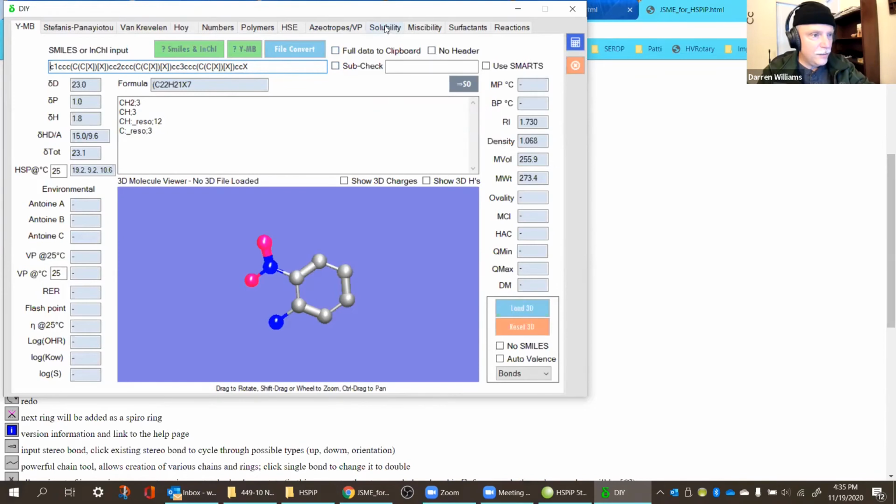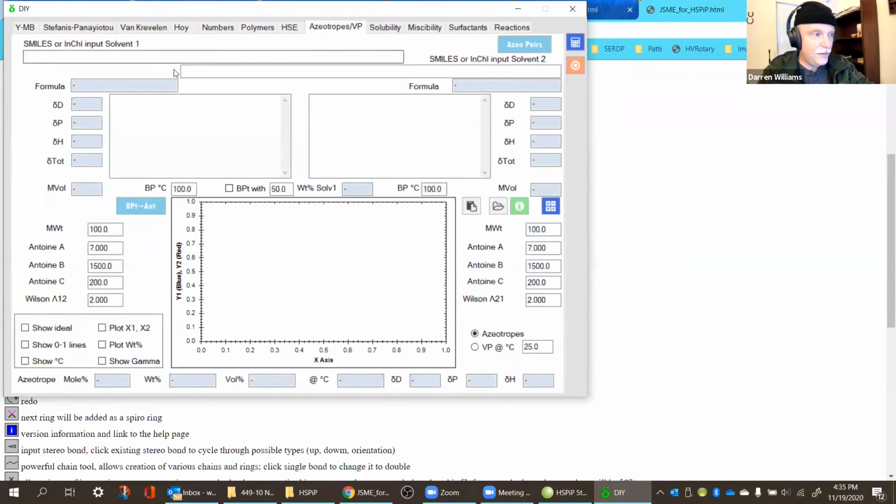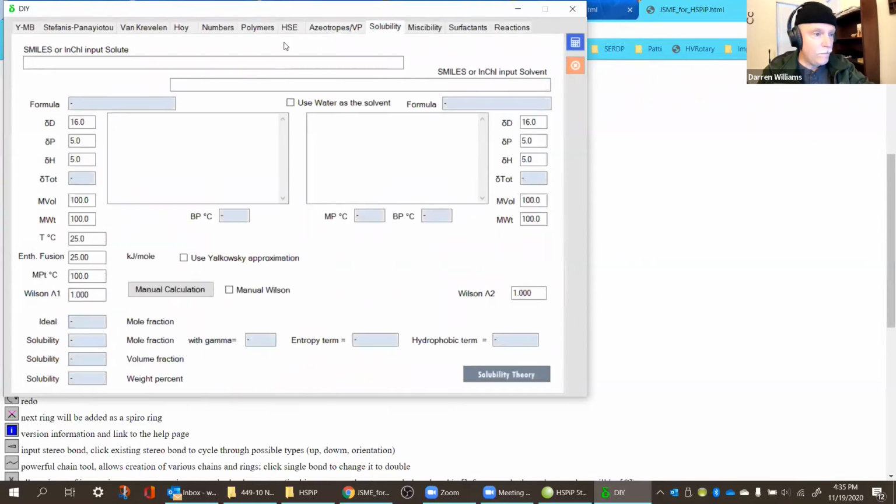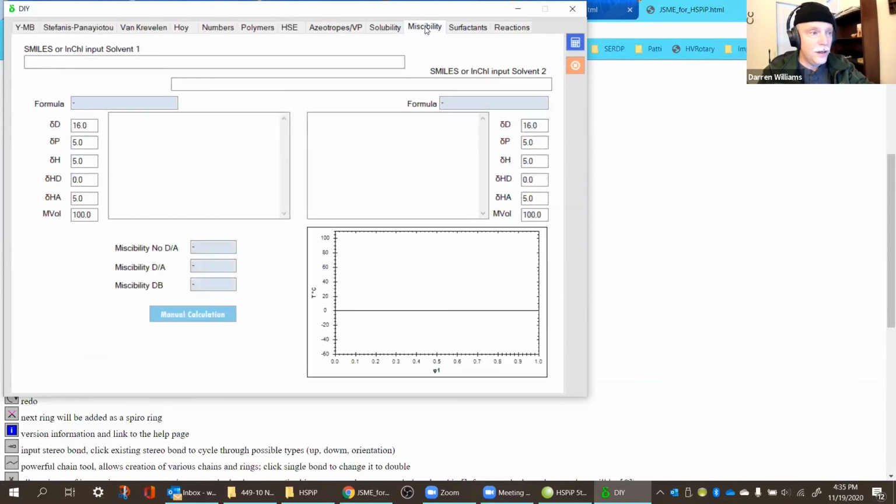There's also azeotrope stuff where you can put in 2 compounds and try to see if there's an azeotrope between those 2 solvents. That's pretty cool. There's solubility, which I haven't explored, so you can see what the solubility of a particular substance is in a particular solvent. Miscibility of 2 solvents, both temperature dependent and concentration dependent, would tell you what the upper critical solution temperature was and those kinds of things.